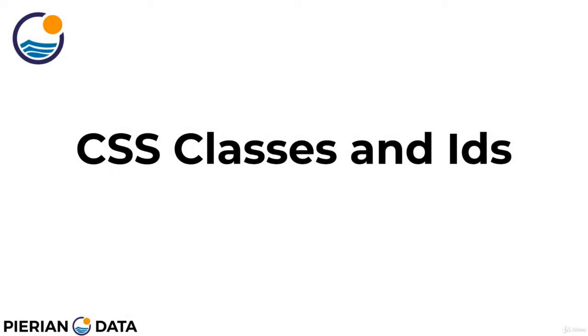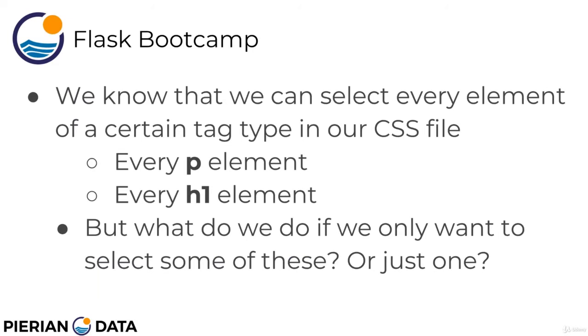Welcome back. In this lecture, we're going to discuss CSS classes and IDs. We know that we can select every element of a certain tag type in our CSS file. That is to say, we can just say select every paragraph element or select every heading 1 element just by referencing that specific tag inside the .css file.